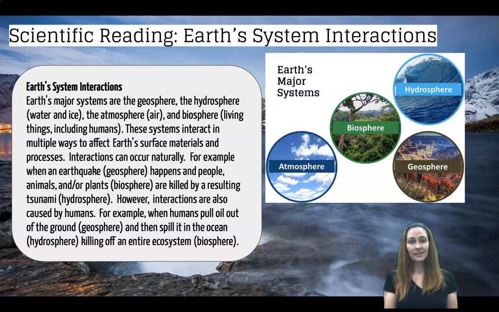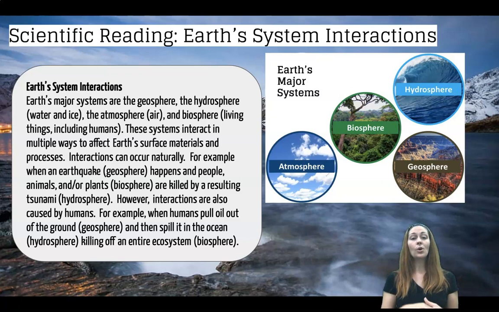Think of natural things. For example, when an earthquake, that's part of the geosphere. Geosphere is all the rocks, okay? So when an earthquake happens in the geosphere, and people, animals, or plants, which is our biosphere, living things, are killed by a resulting tsunami, which is our hydrosphere, because the earthquake caused a tsunami. Look at that. An earthquake included our biosphere, geosphere, and hydrosphere. That's one example of natural processes.